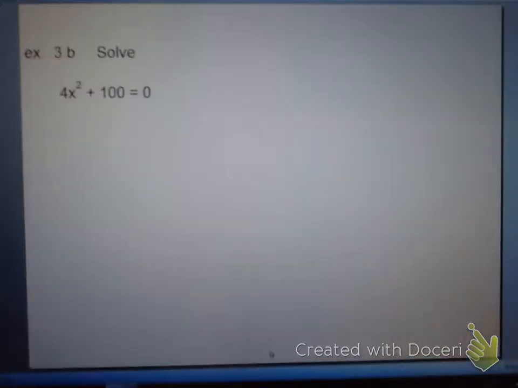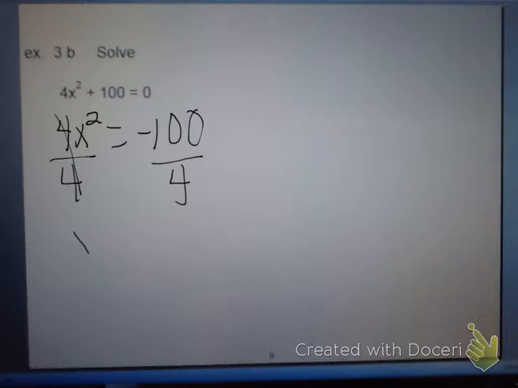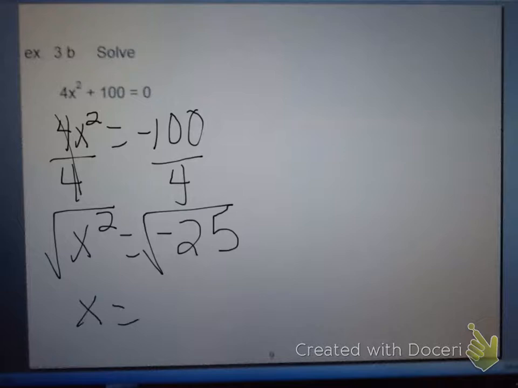Example 3b, we're going to subtract 100 from both sides. It's not a difference of two perfect squares because of that positive 1. Divide both sides by 4. And you get x squared is equal to negative 25. And take the square root. So that's x is equal to plus or minus the square root of negative 25, which is 5i.